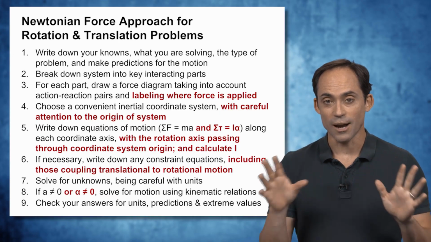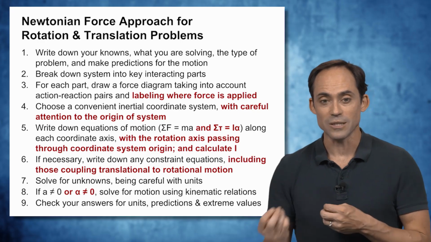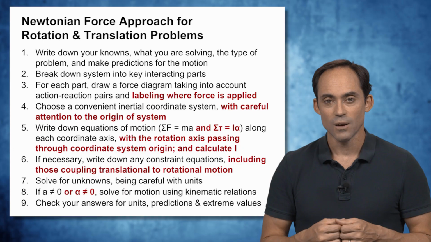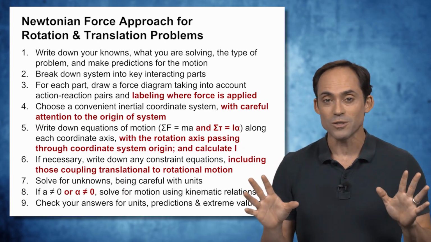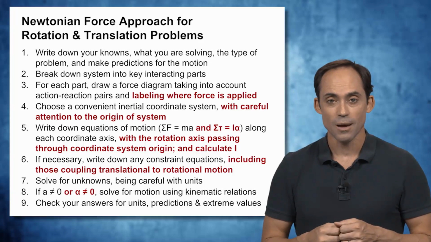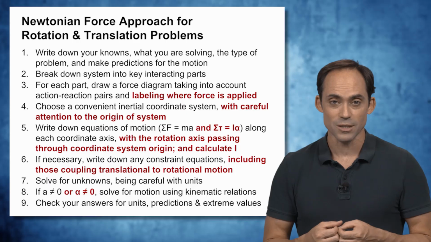Now, if necessary, we're going to write down any constraint equations. And in some cases, that may be constraints that link the translational to rotational motion. And we'll see an example of that in this video. Of course, once we've got enough equations to solve for our unknowns, the same number of equations as unknowns, we can solve for those unknowns, making sure that we're careful with our units as we go through there so we don't make any math mistakes.